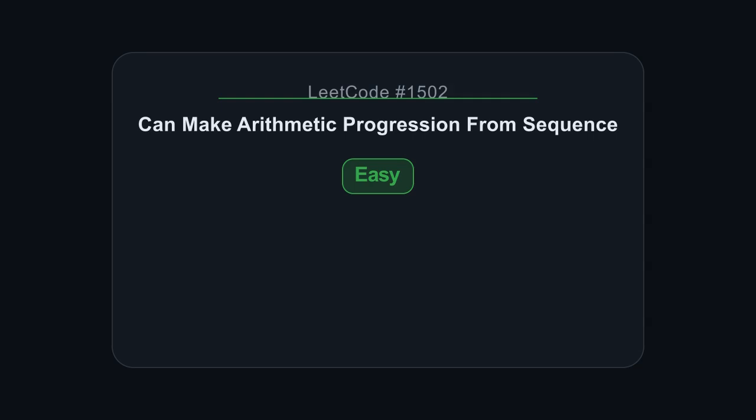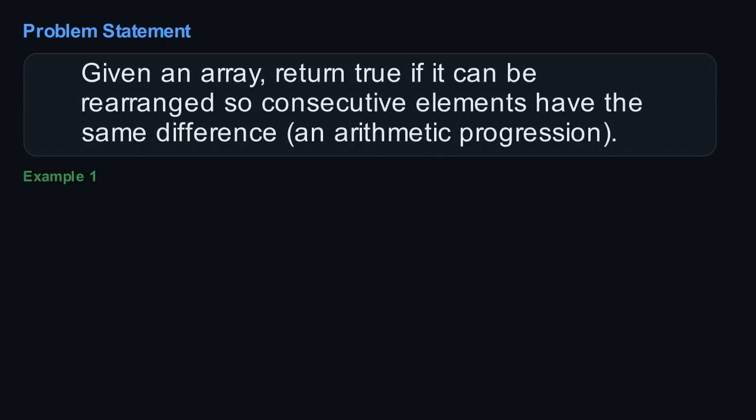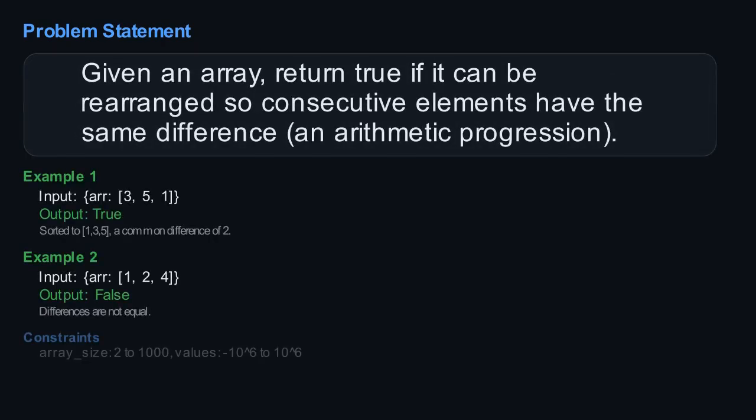Let's dive in. Given an array of integers, we need to return true if it's possible to rearrange the elements to form an arithmetic progression. Otherwise, we return false. An arithmetic progression means the difference between any two consecutive elements is constant. For example, 1, 3, 5 is an arithmetic progression with a common difference of 2.